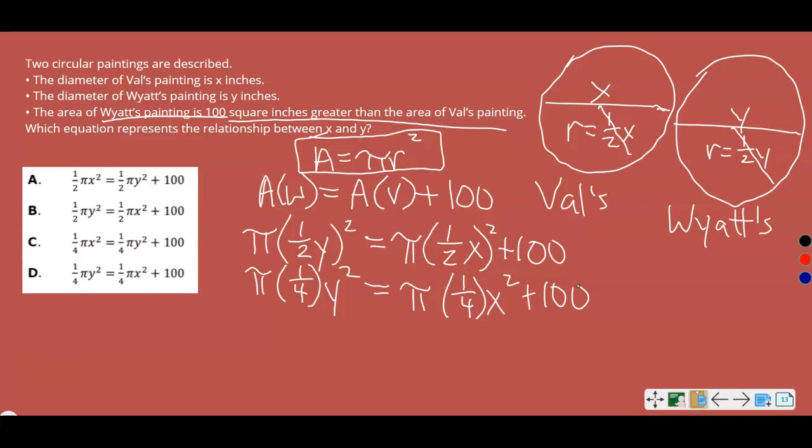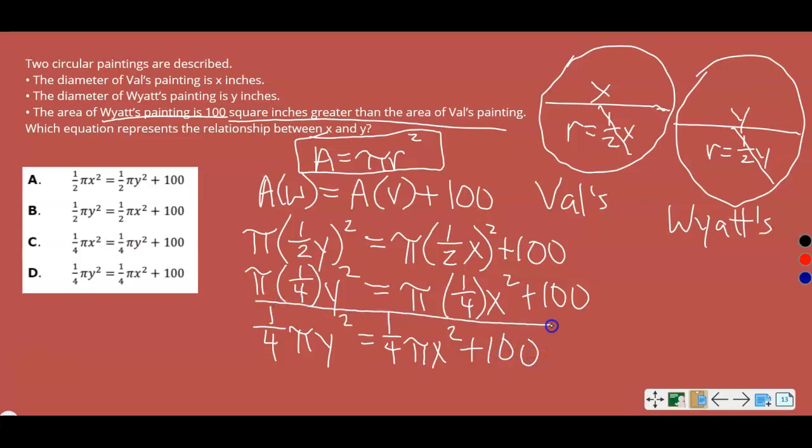Now, cleaning it up just a bit, we always put the number in front, 1/4. Pi is a symbol for a number, so then it would go next, and then y squared equals, and then the same thing on the other side. So we're going to put 1/4 pi x squared plus 100. All right, so that is as far as we can go.